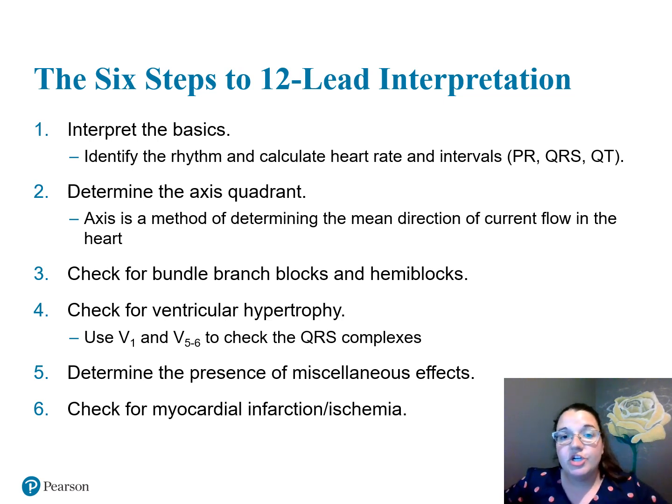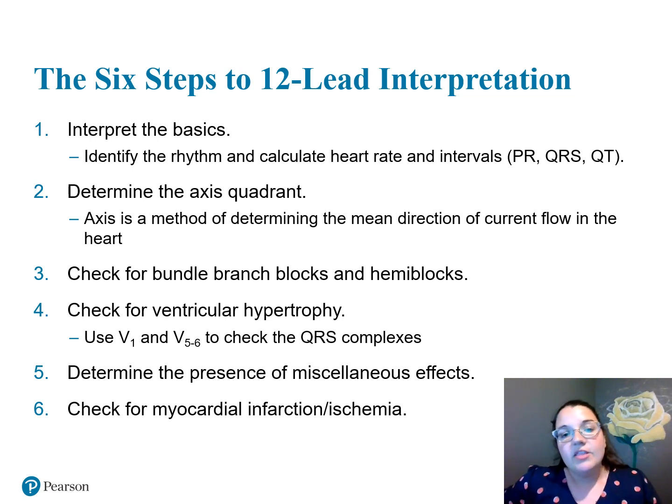The second step, we're going to determine the axis quadrant. This is a method of determining the mean direction of the current flow in the heart. So remember in EKG 1, remember your leads. You have lead 1, lead 2, and lead 3, AVR, AVL, and AVF. Okay, remember in those leads, if you're looking at a 12 lead, everybody is positive except for AVR and V1 because they're on the right side of the heart, whereas everybody on the left side of the torso is going to be positive.